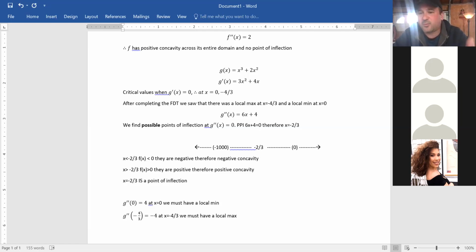But if this problem said do the full workup, find the concavity, you don't have to do the first derivative test at all. You find the critical values by using the first derivative, and then you go immediately to the second derivative.